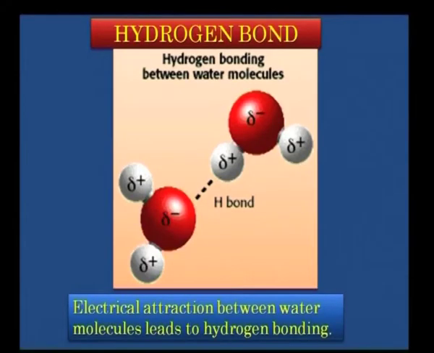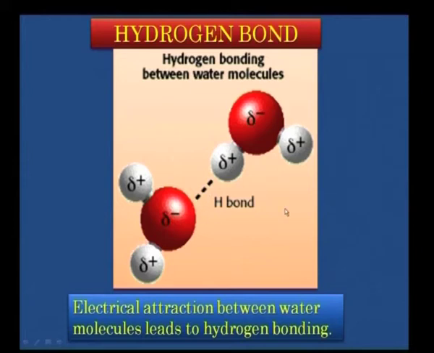So, the hydrogen bonding is very important. I will come to that later, why hydrogen bonding is biologically very important. Electrical attraction between water molecules leads to hydrogen bonding. By electrical attraction, what I mean is the electrostatic force operating between the positive side of this region and the negative side of this region. The negative and positive attract each other, giving rise to what is called the H bond, the hydrogen bond.